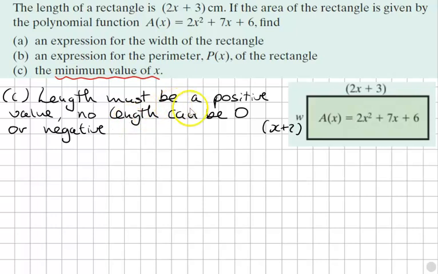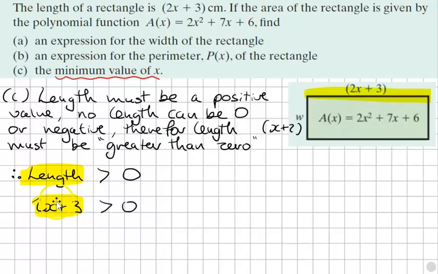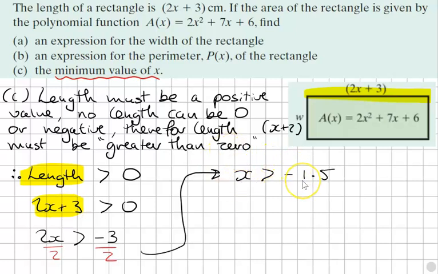So no length can be 0 and it can't be negative either. Therefore, length must be greater than 0. So length greater than 0. The length in the question is 2x plus 3. So 2x plus 3 must be greater than 0. And solving for x, we get 2x is greater than minus 3. So x is greater than minus 1.5.